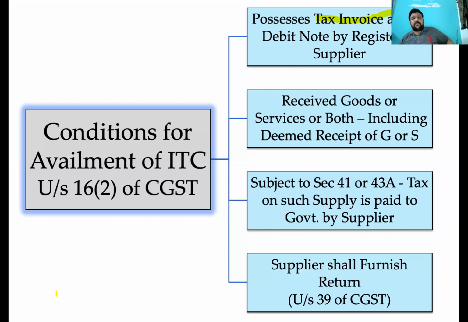A next doubt comes: once I receive the goods, can I claim credit? Once I receive the invoice, can I claim credit? No, the second subsection highlights that only after receipt of goods, only after receipt of service, a person is eligible to claim ITC. So I should first receive the invoice. I should receive the goods or services. Then am I eligible? Yes, you are eligible. But ensure your supplier has paid tax to the government. Also further ensure the supplier has filed the return.